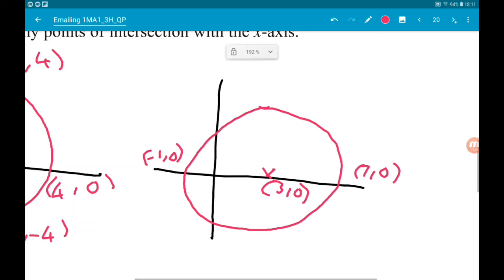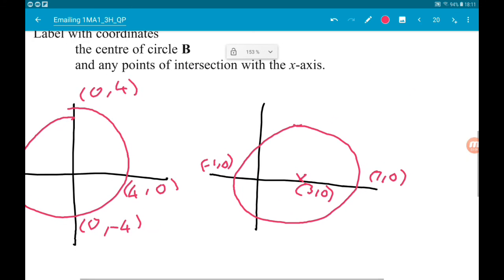Now, just as a final bonus question, I wonder if anyone can tell me down below how we would work out the coordinates of the y-intercepts. Have a little think, let me know down below.